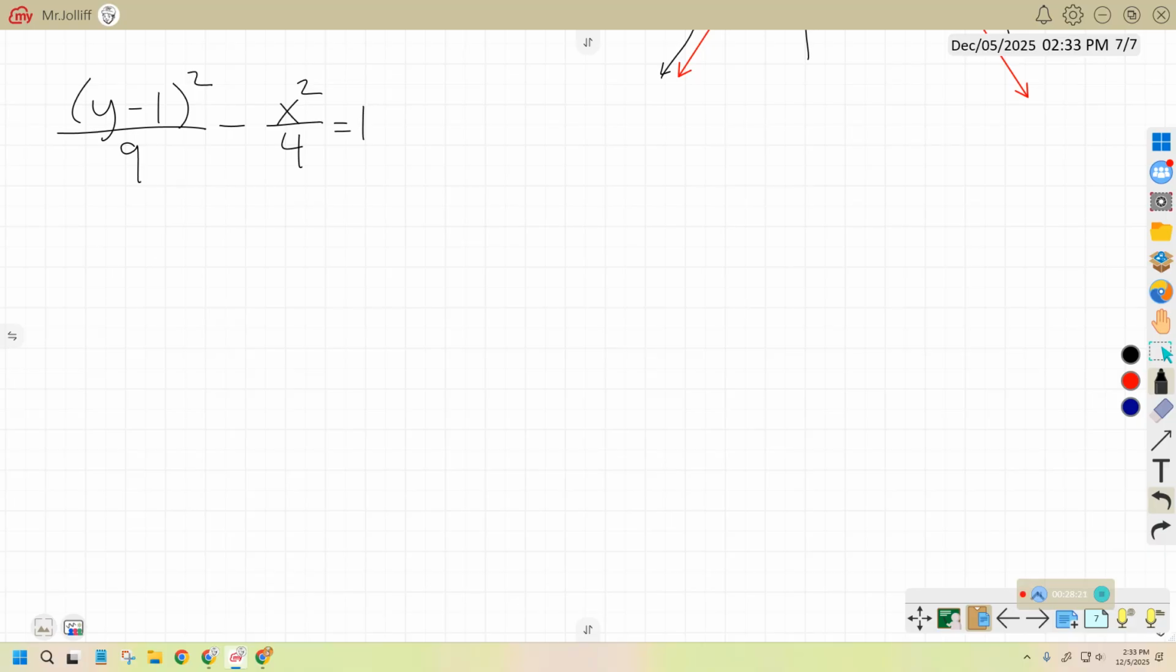So we want to plot (y minus 1) squared over 9 minus x squared over 4 equals 1. So first thing I need my center, I need my A, I need my B. I need to know which axis this shape sits on. I need to know what shape it is. Megan, what shape does this equation make?